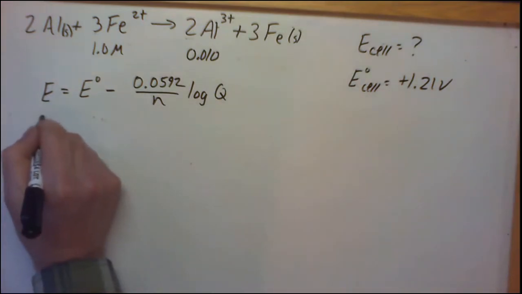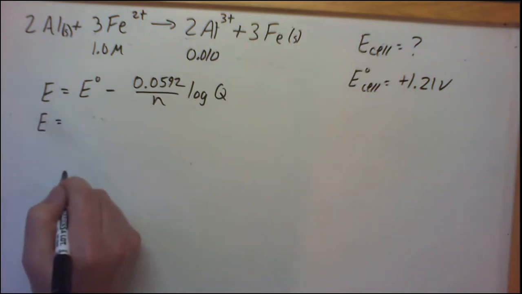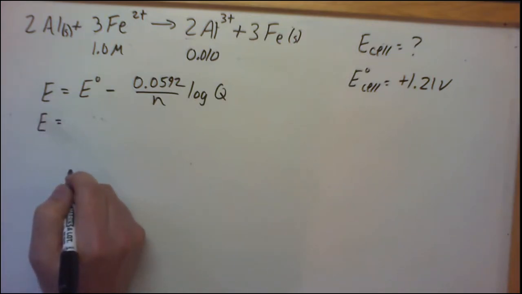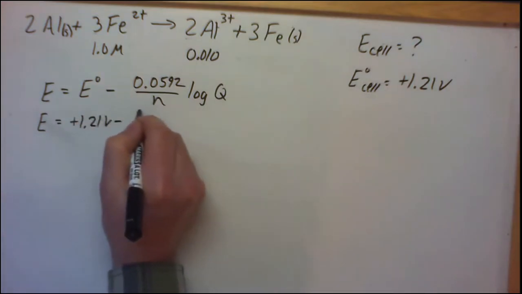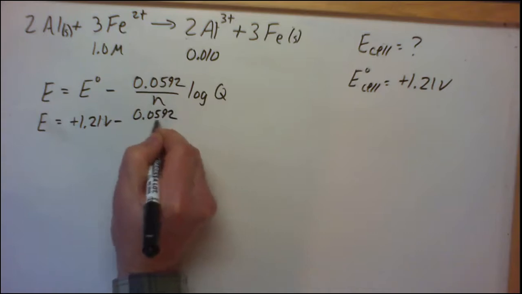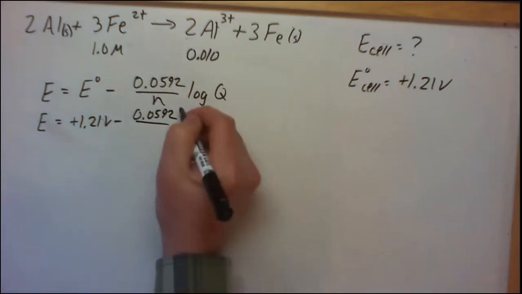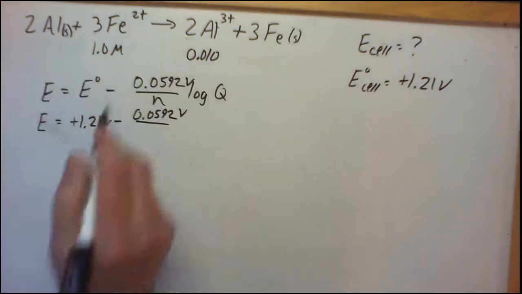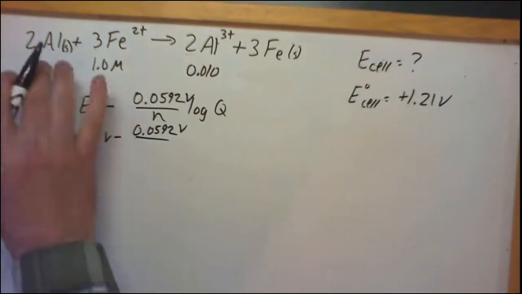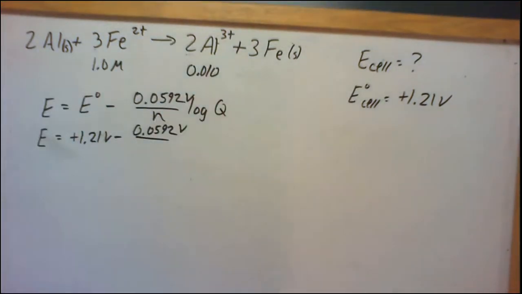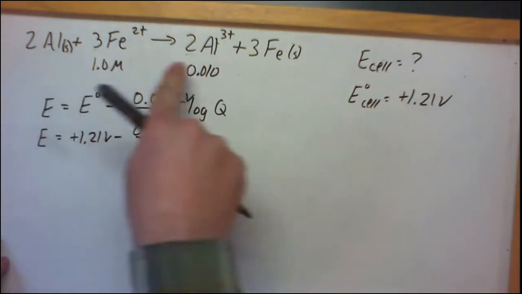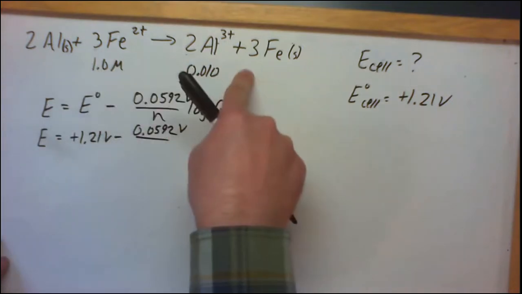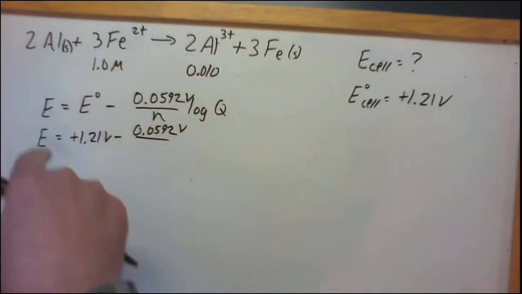The cell potential under non-standard conditions is equal to the cell potential under standard conditions, 1.21 volts, minus 0.0592 divided by n, where n is the number of moles of electrons transferred in this process. We can see from the balanced equation, or as we saw before, we can pull out the half reactions if we need to, or look at the change in oxidation numbers. In any case, we see that each aluminum atom goes from an oxidation number of 0 to positive 3, a difference of 3. So each aluminum atom loses 3 electrons.